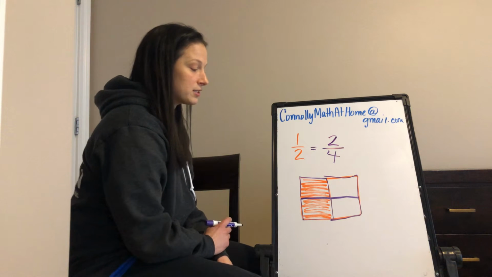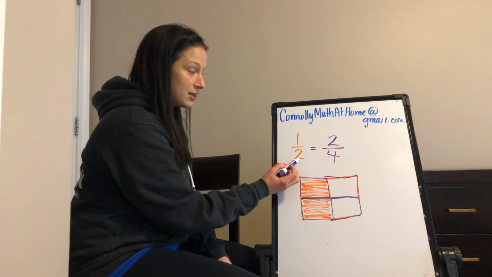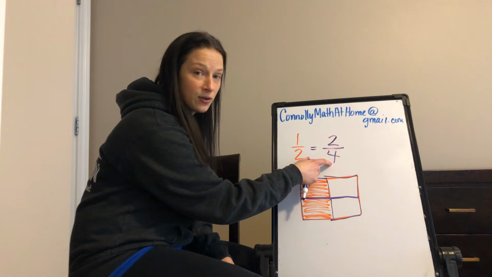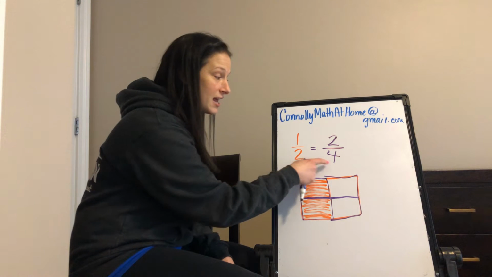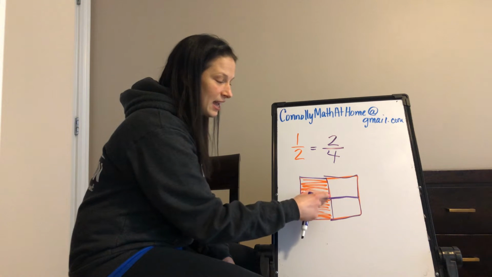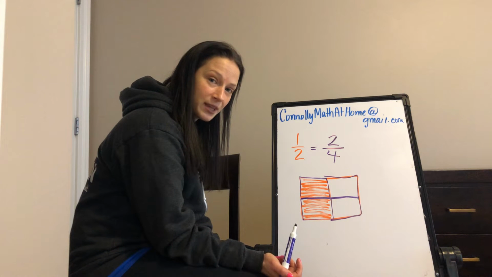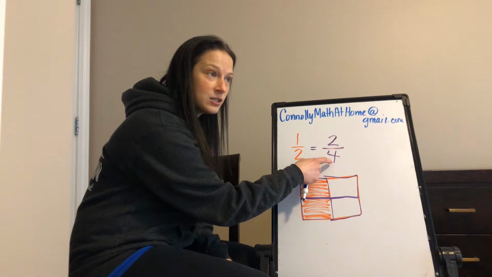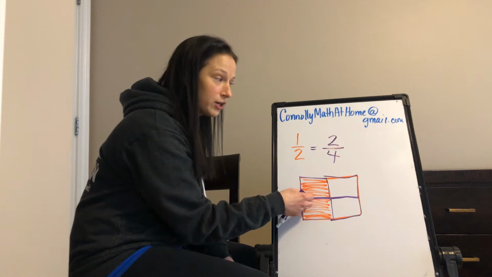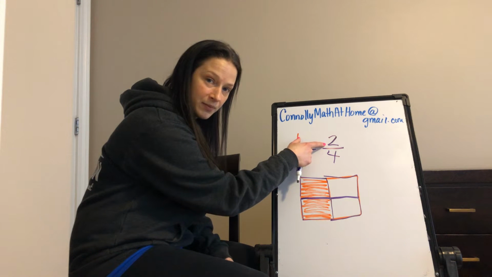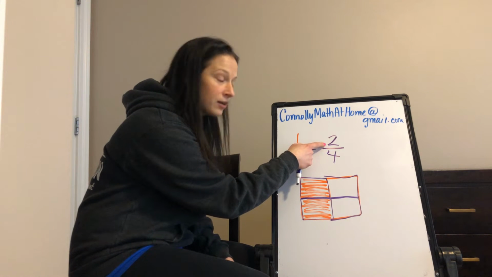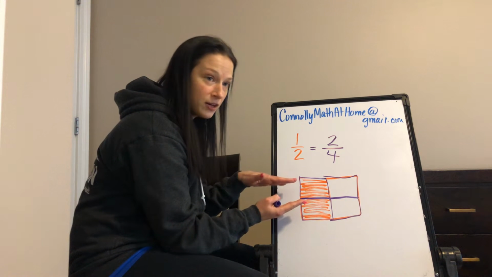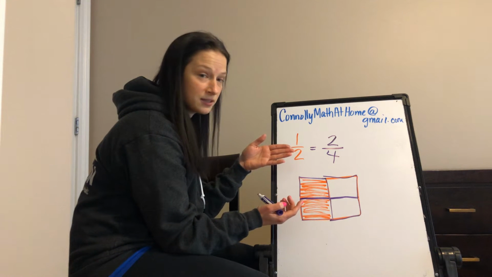And one thing that you might be noticing is that the number of pieces increased. So we had 2 pieces at first. Now we have 4 pieces. And you notice the pieces are a lot smaller than they were with halves? We made smaller pieces. Since we made the size of the pieces smaller, we need more of them. So that's why our numerator is getting greater as our denominator is getting greater. When the denominator gets greater, the pieces get smaller, so we need more of those pieces.